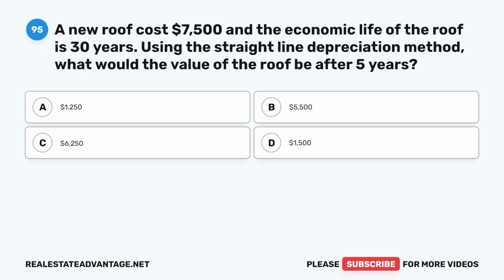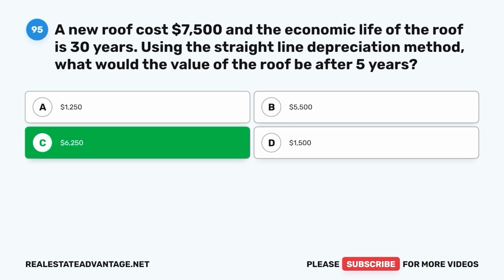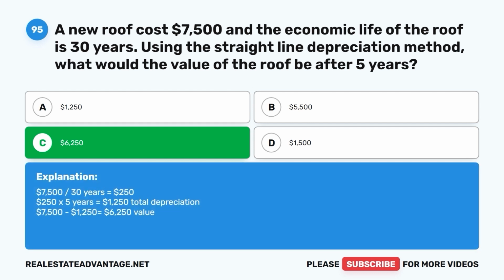Question 95. A new roof costs $7,500 and the economic life of the roof is 30 years. Using the straight line depreciation method, what would the value of the roof be after 5 years? A. $1,250. B. $5,500. C. $6,250. D. $1,500. The correct answer is C. $6,250.